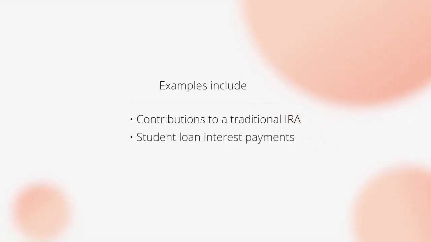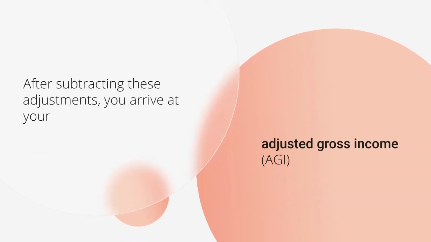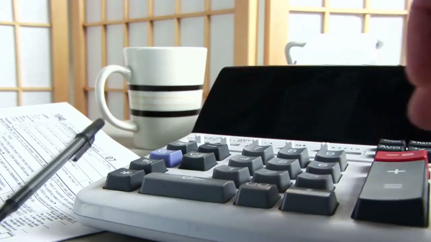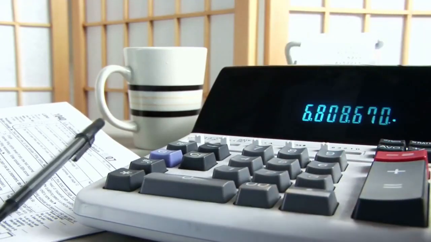Next, you consider certain adjustments to your income. These adjustments reduce your gross income. Examples include contributions to a traditional IRA, student loan interest payments, or health savings account, HSA, contributions. After subtracting these adjustments, you arrive at your adjusted gross income, or AGI. Your AGI is a very important number that many other tax calculations depend on.